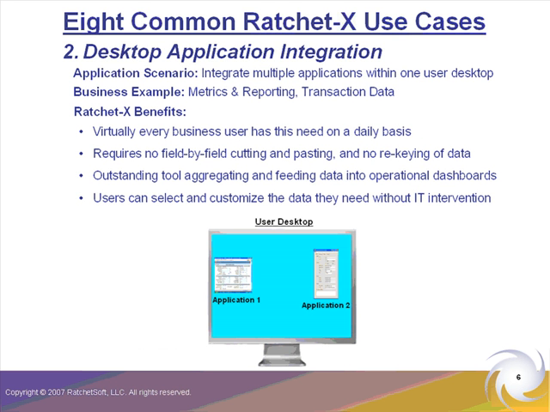The second use case is called Desktop Application Integration. This use case is probably the most easily understood use case because it's based on a problem most of us face every day. How many times have you had the need to copy data from one or more application screens to another application? Ratchet-X allows you to do this with one click. No more tedious field-by-field copying and pasting, no more rekeying. In this use case, Ratchet-X simply moves data between applications, thus dramatically improving productivity while reducing errors.